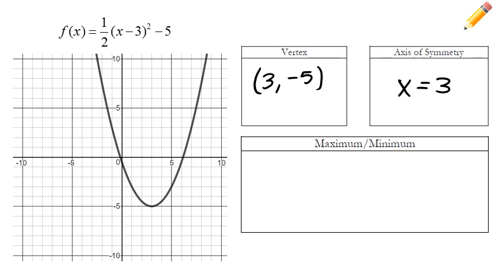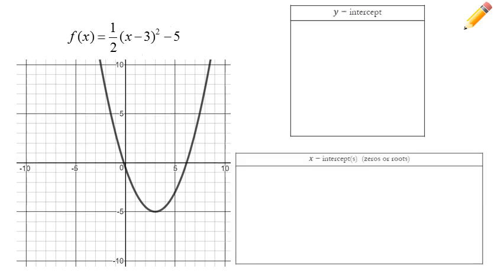Maximum and minimum. Well, my maximum or minimum is my vertex, but in this case it's a minimum. Our y-intercept. I don't know what my y-intercept is. Now look at your graph. Your graph we didn't extend, so we're not sure.